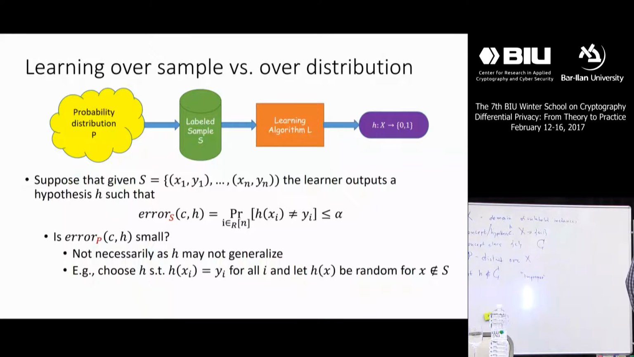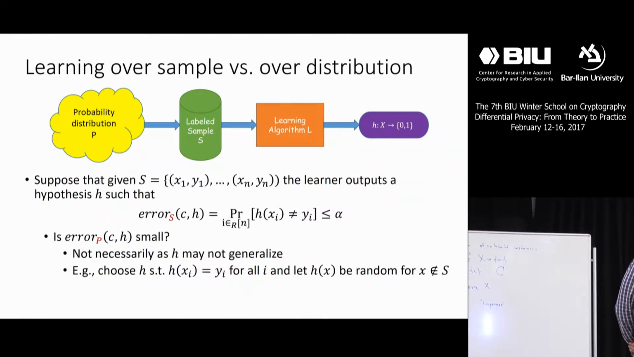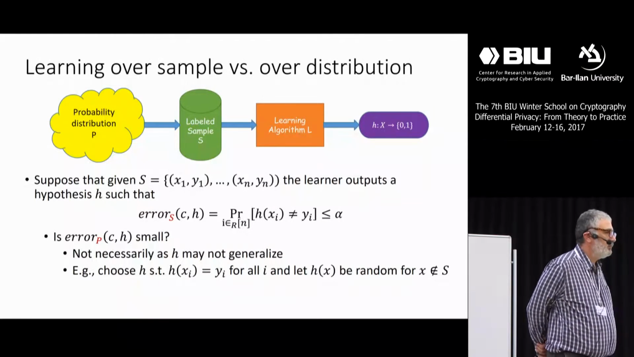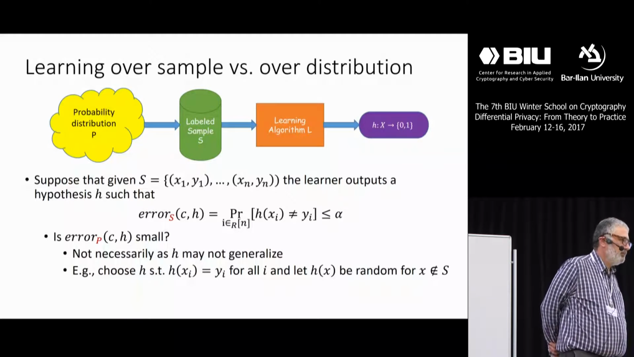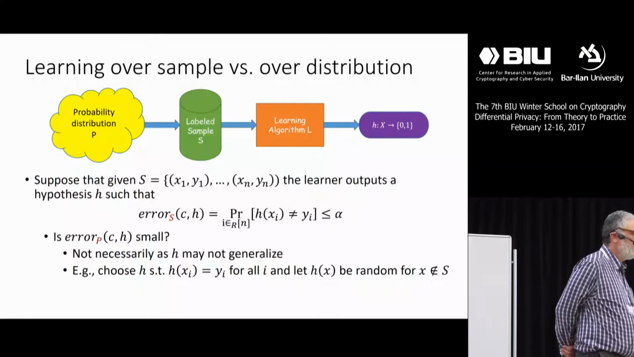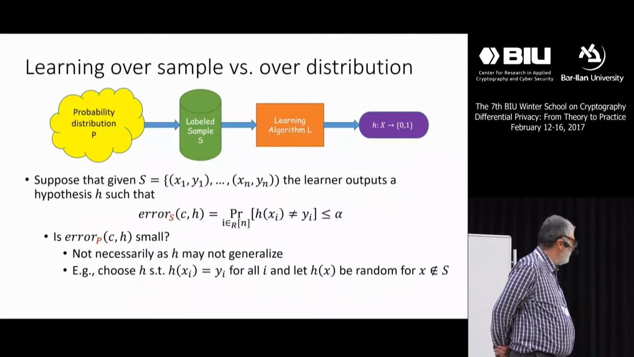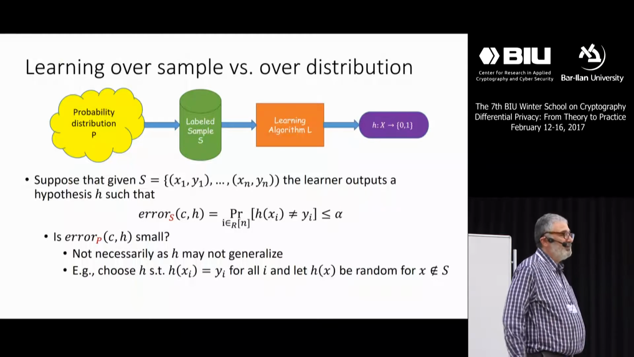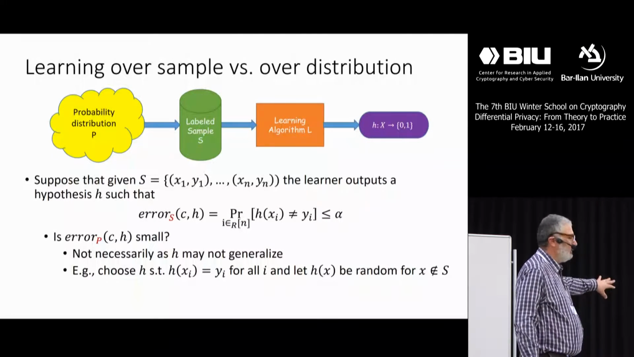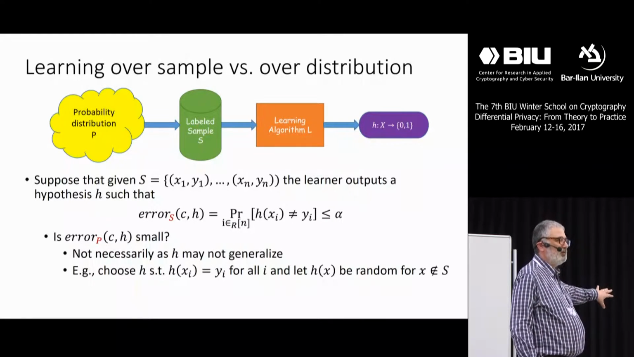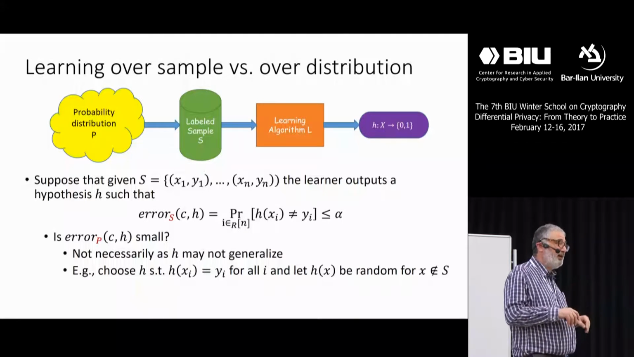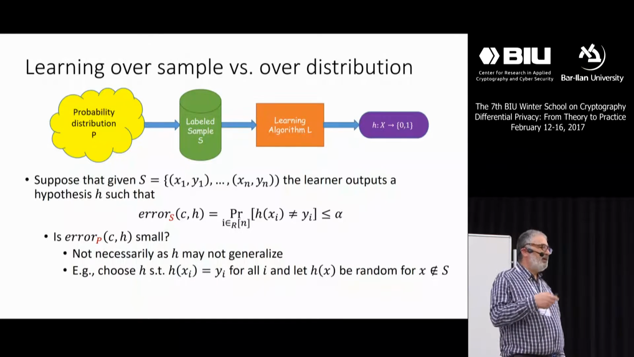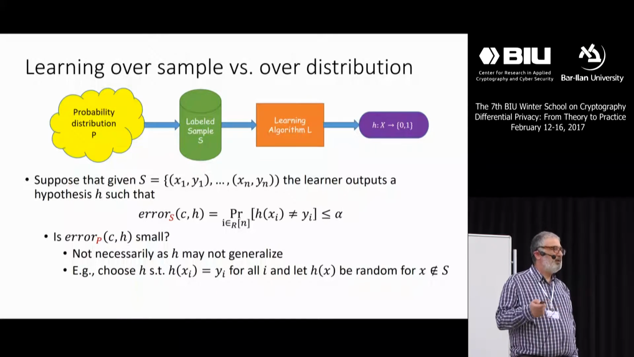If you would have chosen H in a differentially private way from S, then this would guarantee a good generalization. So one thing you can infer from the previous talk is that if the learner is differentially private, then, there are subtleties, but probably we're not going to have this problem. Okay, if the parameters are set right, we'll not have this problem. So with differential privacy, essentially learning over the sample and learning over the distribution is the same thing.